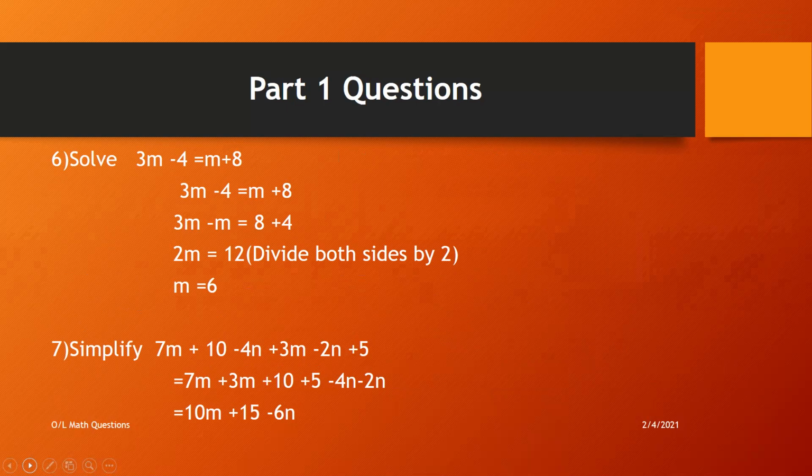3m minus m is 2m. 8 plus 4 is 12. I have to find the value of m. Therefore, I divide both sides by 2, then m equals 6.